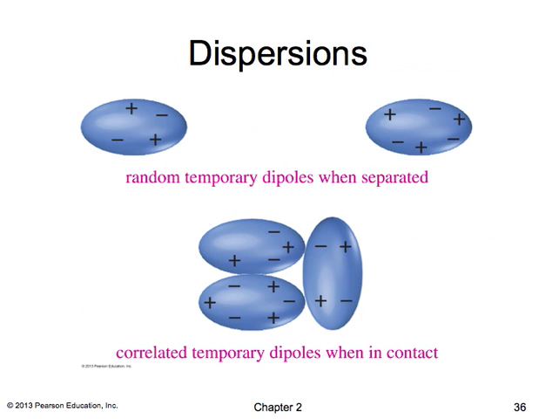If we look at dispersion forces, or London dispersion forces, they are random temporary dipoles when the molecules are separated. However, when they're in contact, you have temporary dipoles that correlate to one another, where plus and minus are interacting with one another.